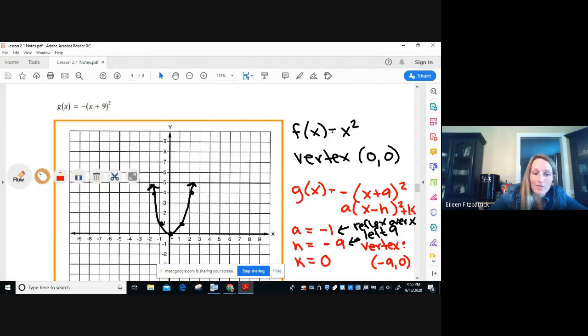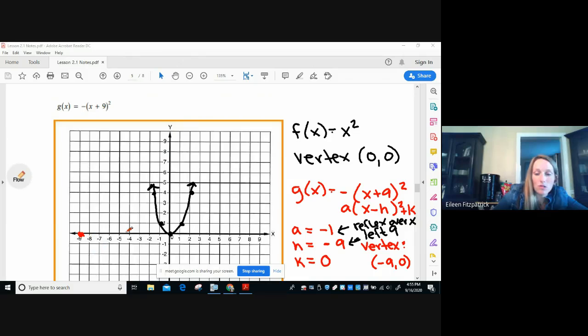So the vertex is negative 9, 0, which means that I have to go left 9, not down 9. So let's do that. I'm going to go left 9 units. And then I know it reflected. It means it flipped upside down. All right, so all my points are going to go down this way.